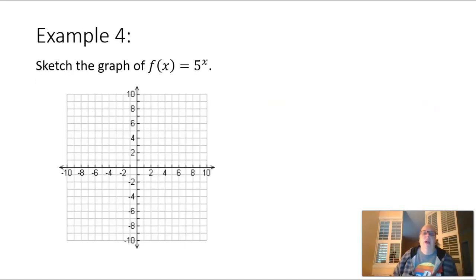Alright, let's see if we can graph this thing. We want to graph f of x is equal to 5 to the x power. Now, keep in mind, all of these exponential functions are going to be going through the point (0, 1), and also (1, whatever our base happens to be). Now the base, in case you didn't know, that's the number that is raised to the exponential power. And in this case, our base is going to be 5.